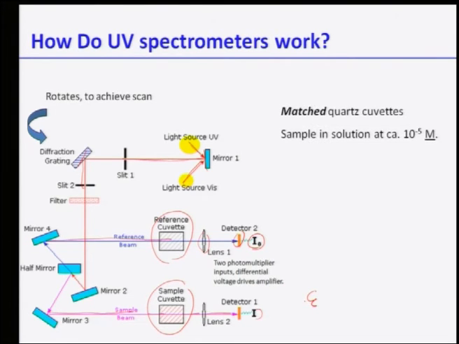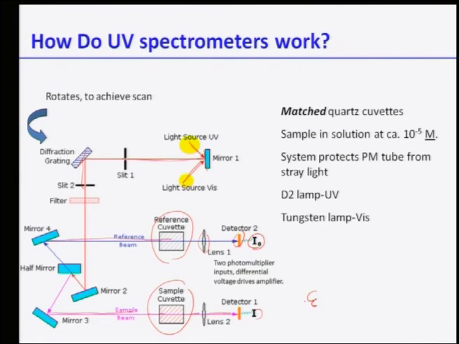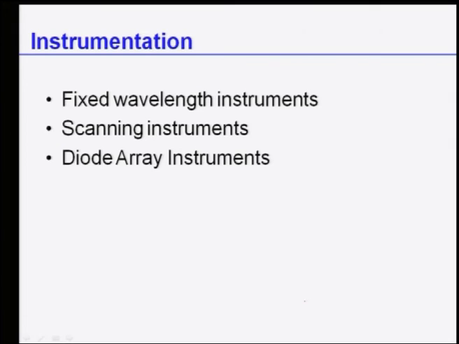Well, normally we use quartz as a cuvette. Samples obviously have to be at very small concentration, like 10 to the minus 5 molar, and all these tubes have to be protected from stray light, which I discussed in the first class, and why stray light is bad. And normally a D2 lamp is used for UV and a tungsten lamp is used for visible, and double beam is a different technique.